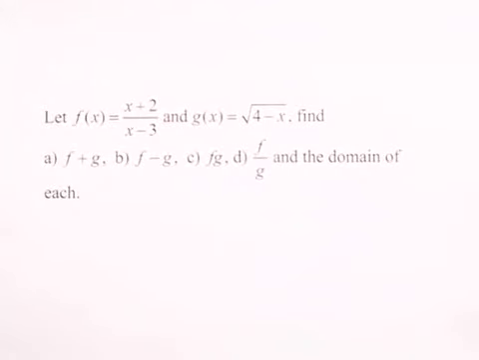Let f of x equal x plus 2 divided by the quantity x minus 3, and g of x equal the square root of 4 minus x. Find f plus g, f minus g, f times g, and f divided by g, and find the domains of each. Now before we find these functions, let's recall how to find the domains of combined functions.